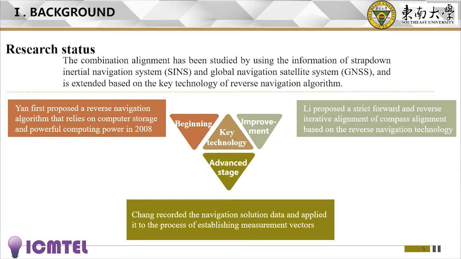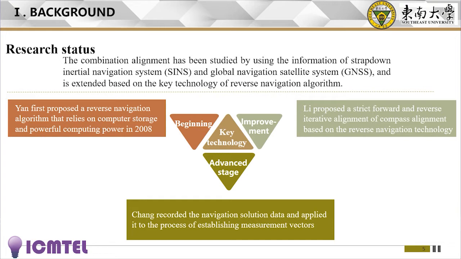In addition, based on the requirement of shortening alignment time, Chang proposed a backtracking method similar to reverse navigation. This method recorded the navigation solution data and applied it to the purpose of establishing measurement vectors. The author proved that this method can improve the accuracy and robustness of initial alignment in a short time.